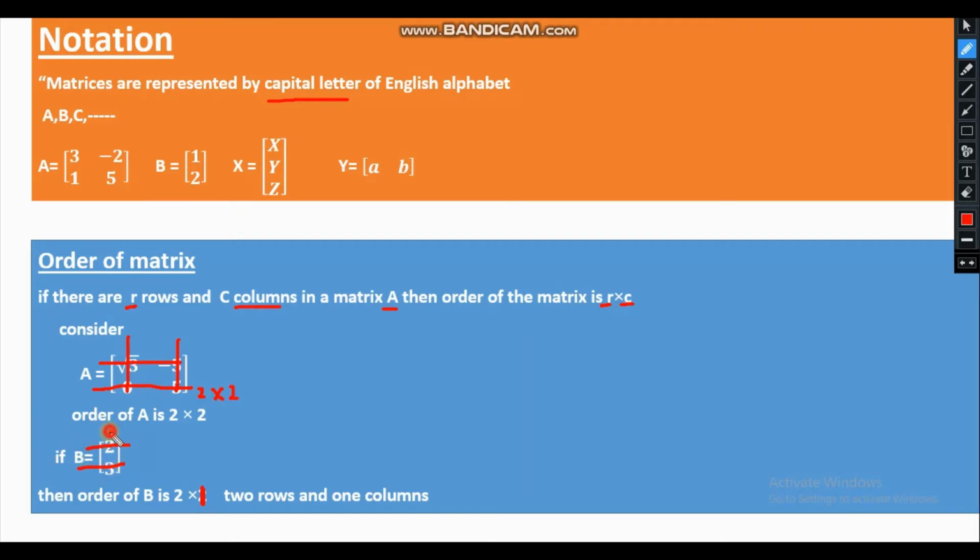and 1 column. Here we will take further examples. This one has 2 rows and 1 column, so we write 2 by 1. Again, here we have 1, 2, 3, so 3 rows and 1 column. Here again, 1 row and 2 columns, so we write 1 cross 2. So we can write the order of matrices in this form. I hope you understand.